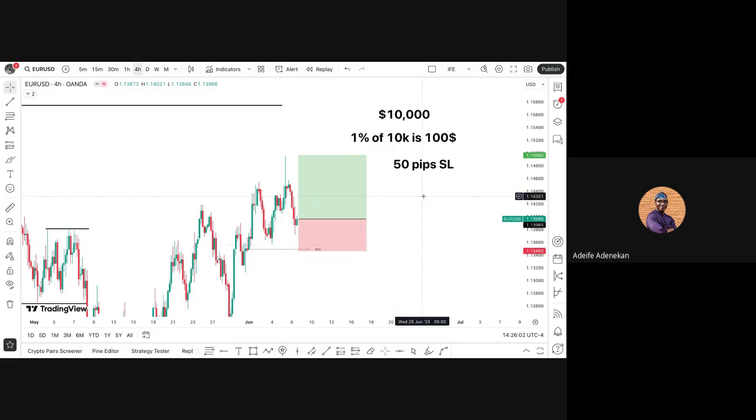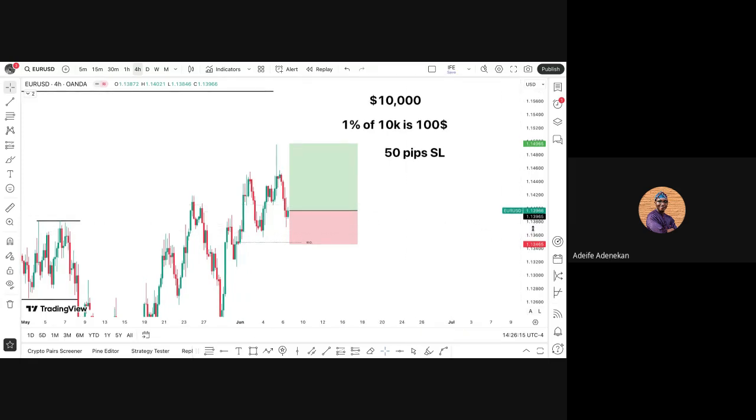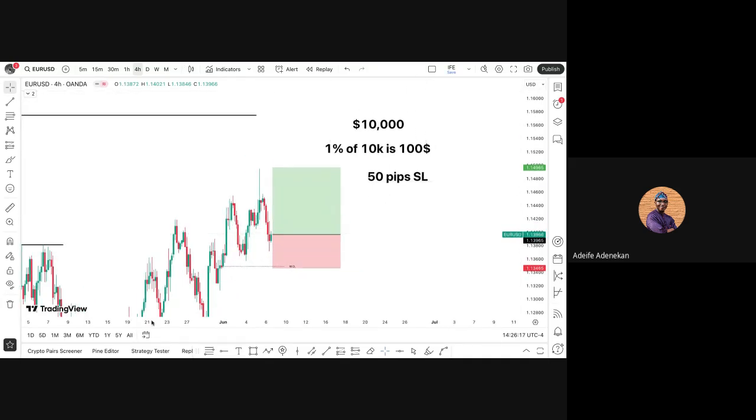So you're going to have to calculate your lot size, right? Because you're forgetting that it's your lot size that determines how much you are making and how much you are losing, right?